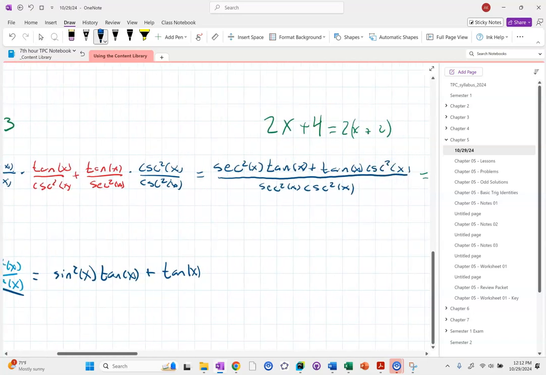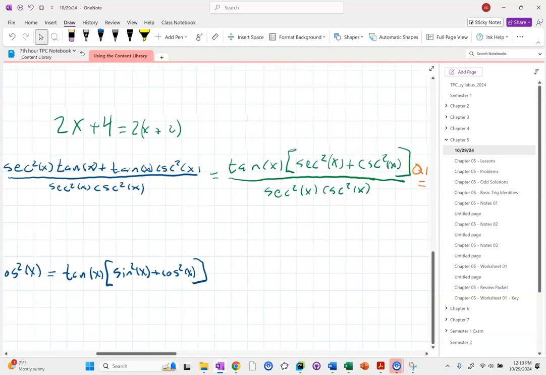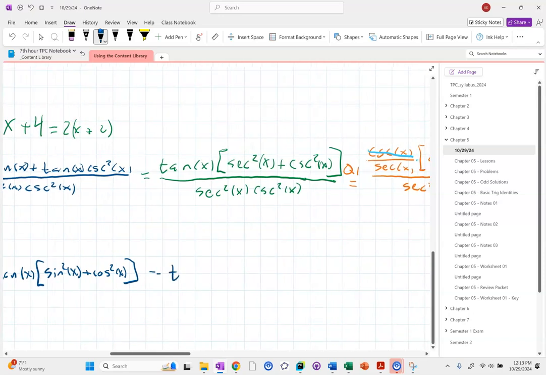Oh, I think I wrote down something wrong at the end of the previous line. We'll go back and fix it in a second. So that leaves us with just this. Now I'll factor out my tangent, just like we did on the previous one. Sine squared plus cosine squared is 1. So 1 times tangent is tangent. That's the easy way of doing it. That was a lot better.